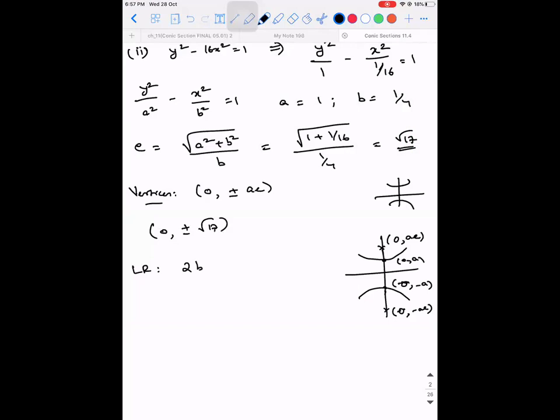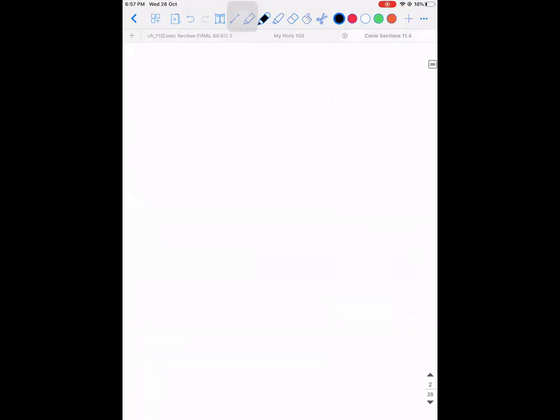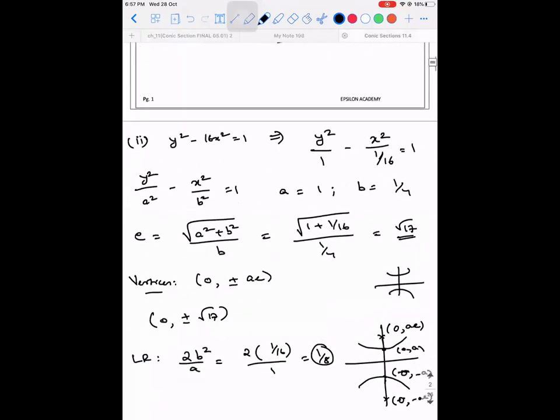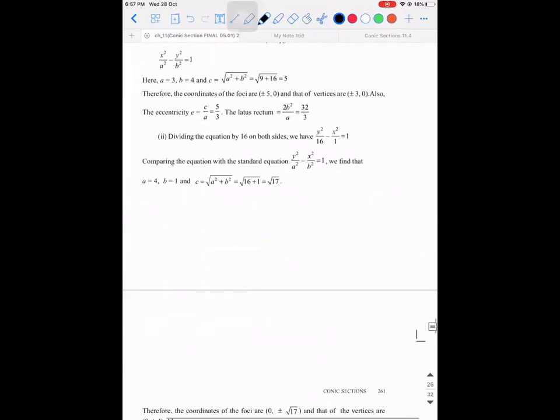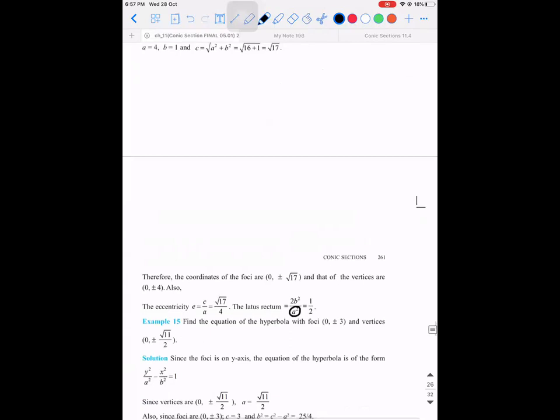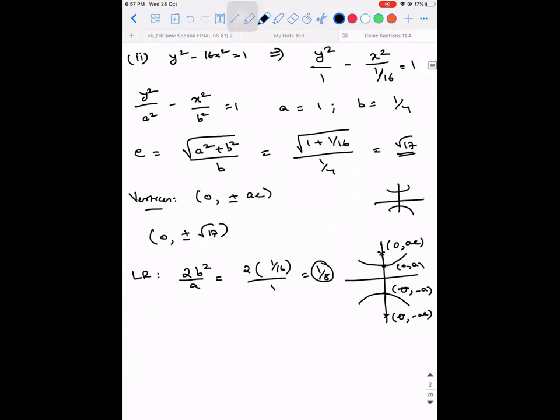So what will be the length of the latus rectum? Length of the latus rectum is still 2b square by a. So 2 into b square is 1 by 16 divided by a. That will be 1 by 8. Is that right? So there is a mistake here. It is not a square, it is a. So it should be 1 by 8.